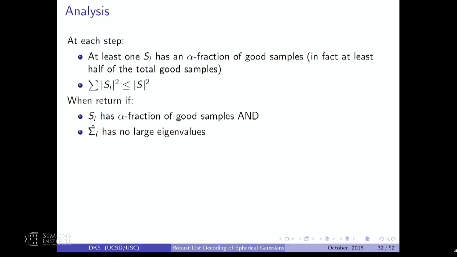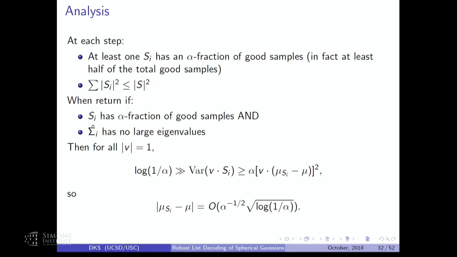Well, if we have some Si that has an alpha fraction of good samples, and its covariance matrix has no large eigenvalues, what does that mean? Well, for any unit vector, log 1 over alpha is much bigger than the variance of the set in that direction. And that's going to be at least alpha times v dot the difference between the means, squared. And in particular, that says in every direction, the difference between the means is O of something like alpha to the minus a half times square root log 1 over alpha. And in particular, that gives us a bound on the error between the means.